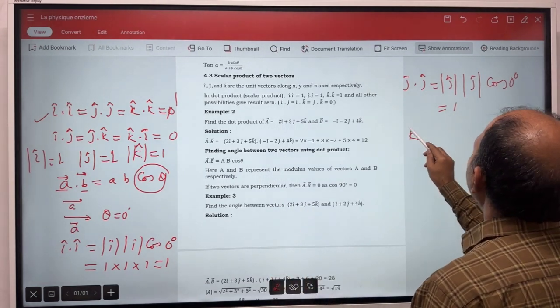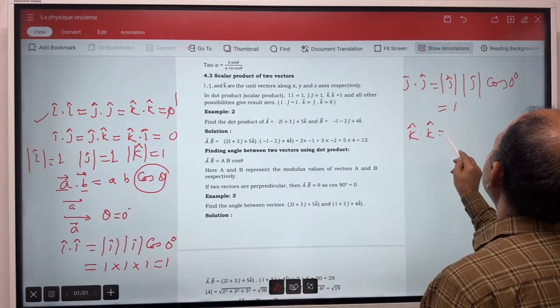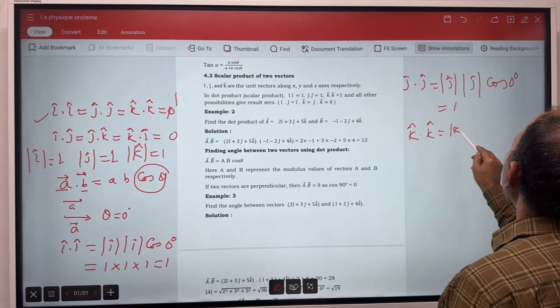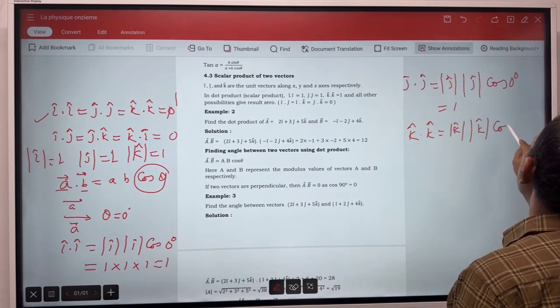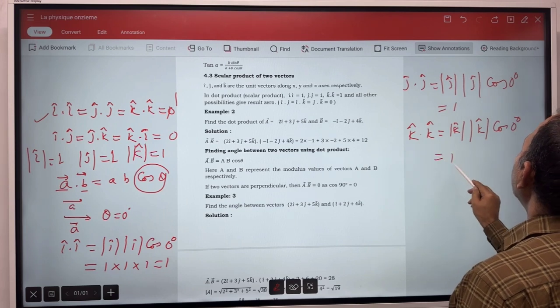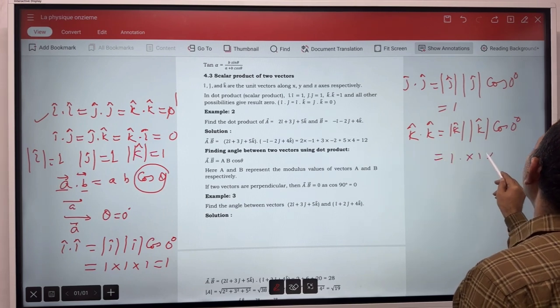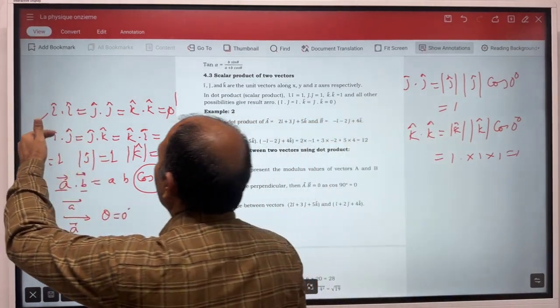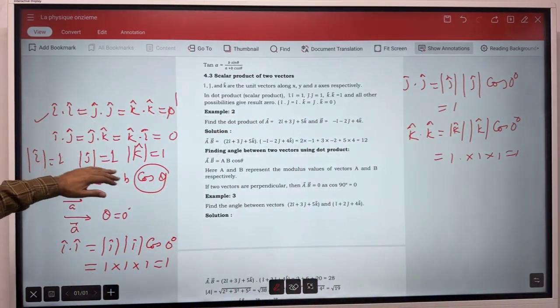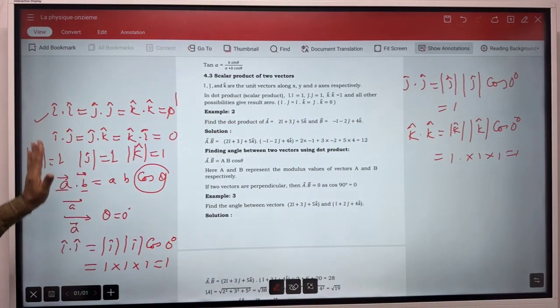Similarly for K dot K, so modulus K times cos 0 degree, so this will be 1 into 1 into 1, so it will give 1. So you have understood why I dot I equal to J dot J equal to K dot K equal to 1. Now we are going to see why I dot J equal to J dot K equal to K dot I gives 0.